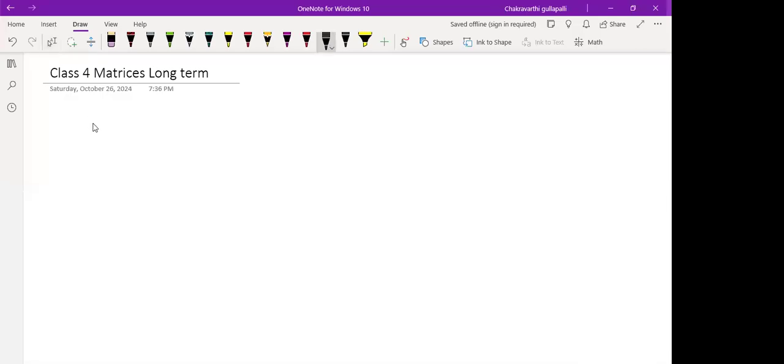So yesterday, where did we stop? We discussed what is meant by rank using the determinant method. Now, any doubts in yesterday's class, or shall I go for the next method? That is rank using echelon form.